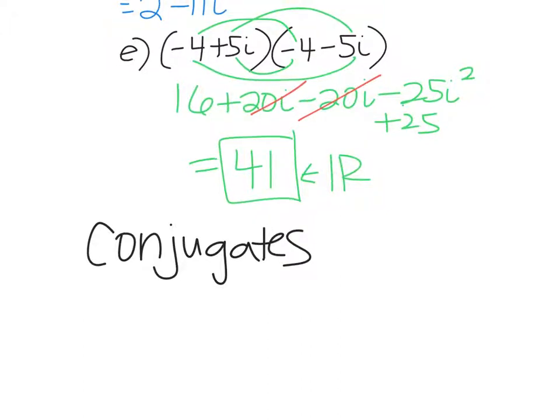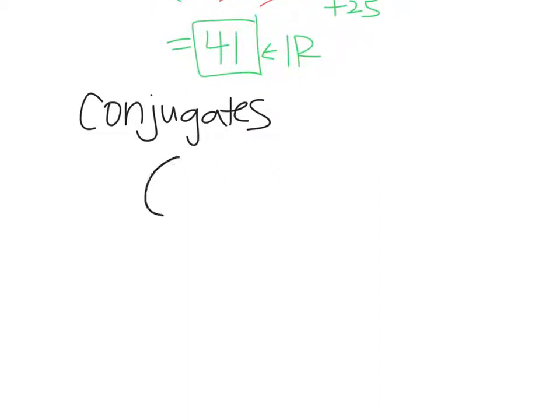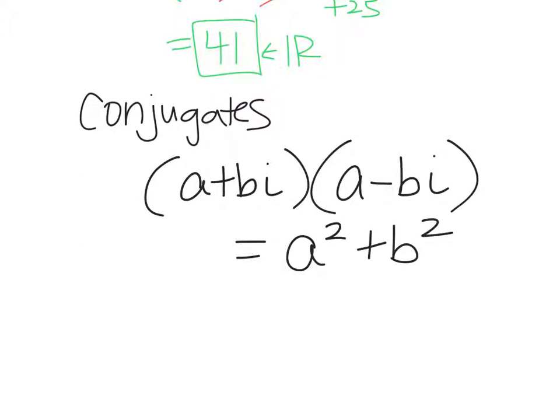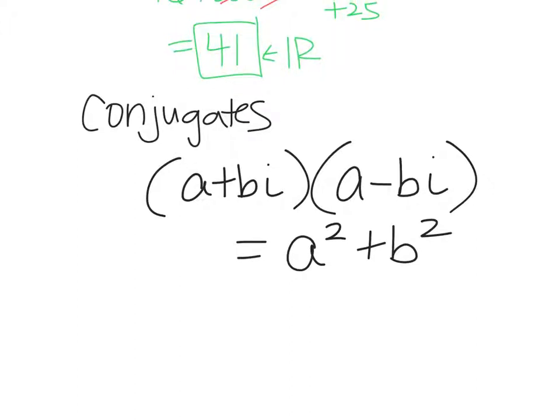If you have a plus bi, and you multiply this times a minus bi, what happens is you will get every single time a squared plus b squared, and there will be no i's at all. You get a real number, a squared plus b squared. And you're probably thinking, why is that so great, right? Well, we're going to need that in a minute.